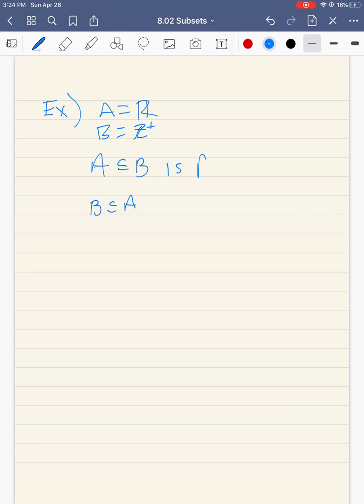So this statement is false since pi is in A, but pi is not in B.